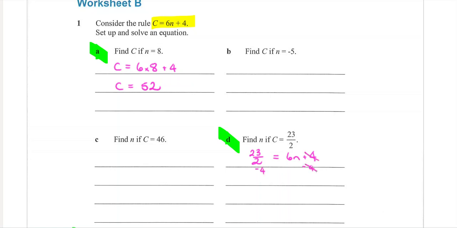Okay? Now, as I said, I'm going to switch sides now because I want my n on the left. The 6n moves over to the left, and use your calculator. 23 over 2 minus 4 is 15 over 2.